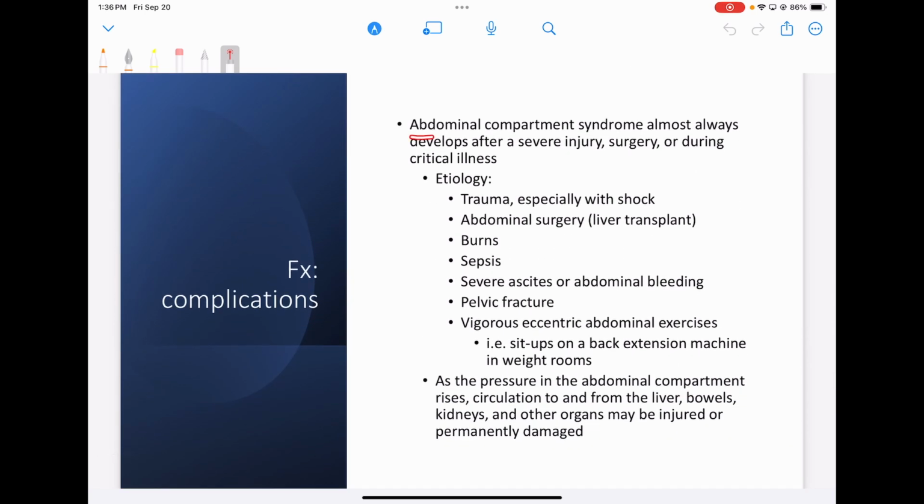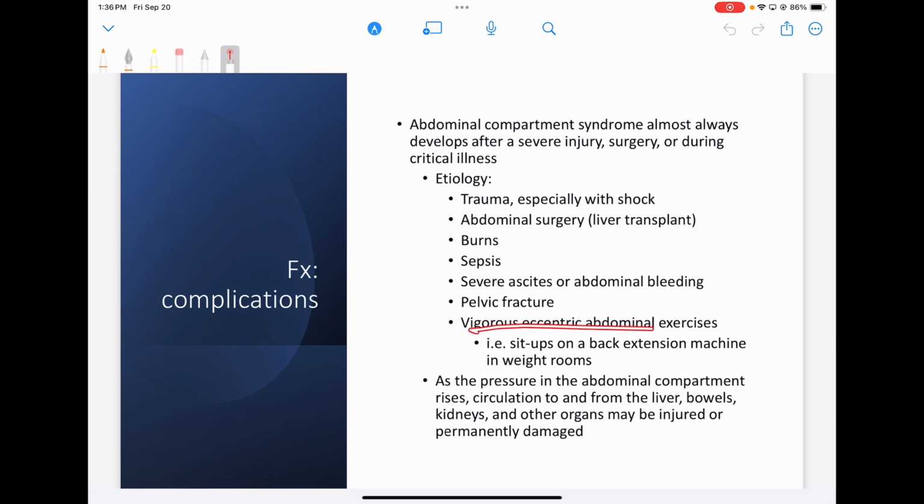Abdominal compartment syndrome is always after severe injury, during critical illnesses and so forth. Here's your trauma. Abdominal surgery, specifically liver transplants. There is a ton of blood in the liver. And when you have liver transplants, there's a lot of blood loss, blood oozing, and blood that can go into different areas of the abdomen, causing compartment burns, sepsis, severe ascites will do it, pelvic fractures. Again, you're bleeding and it can just pool up in the abdomen.